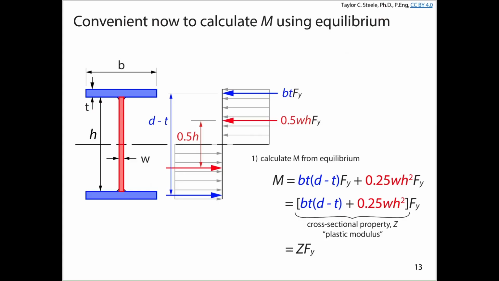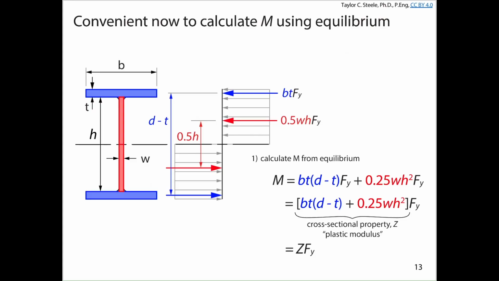And if we factor out the Fy part, we get a new cross-sectional property that we're going to call Z, and that's the plastic section modulus. So we now have an elastic section modulus that corresponds to first yield at the extreme fiber, and now we have a plastic section modulus that corresponds to complete plastification of the cross-section above and below the neutral axis. Does anyone have any questions about that concept before we continue?